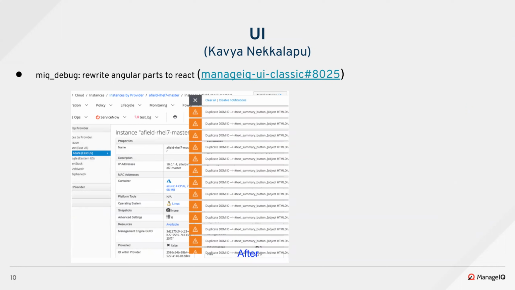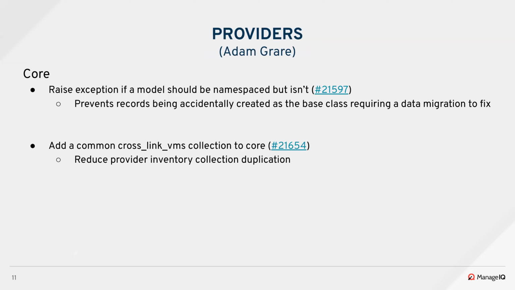This is for showing DOM errors as notifications to us only in development mode. It was already written in Angular before, and Martin started converting it to React, and after that Melody finally finished that PR. We also replaced whatever jQuery code was in that file with JavaScript as well. I think that's all from UI. Over to Adam. Thanks, Kavya.